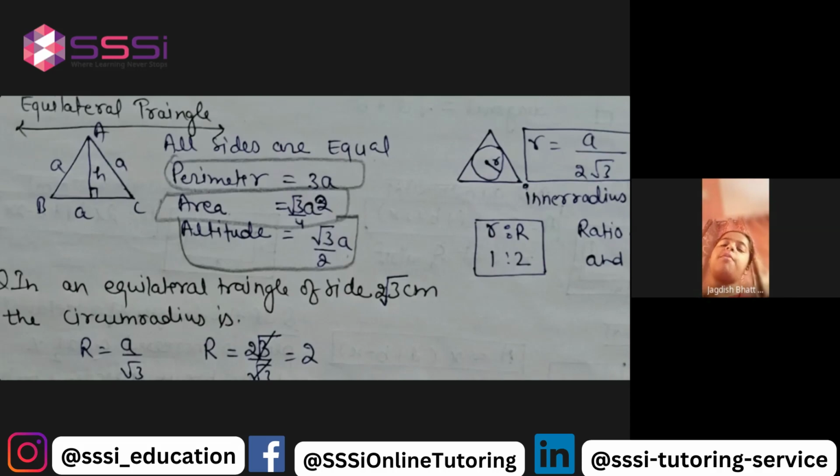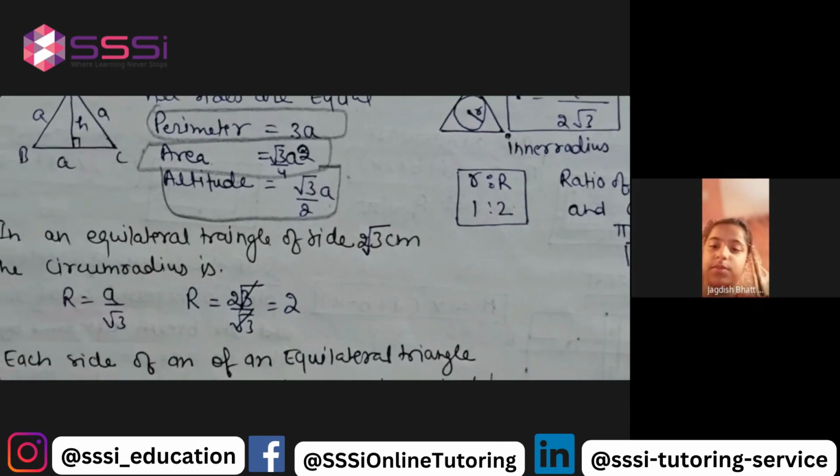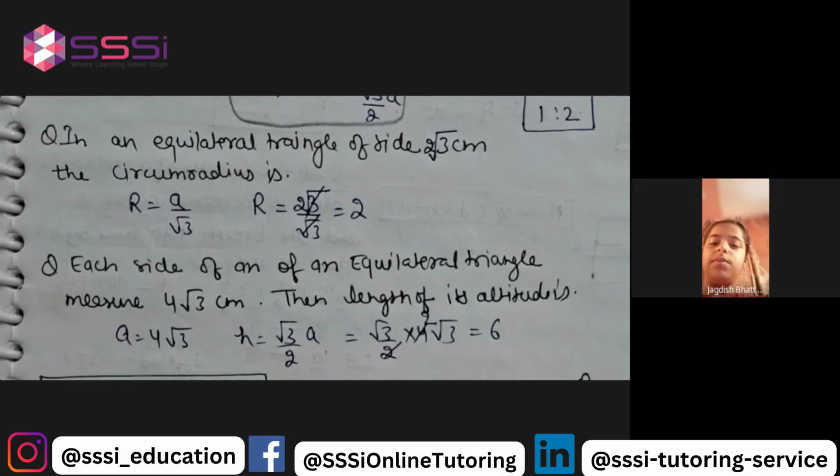Root 3 a square upon 4. Altitude, root 3 upon 2. This is our second method. In the question, you can see it there: in an equilateral triangle of side a, what is the circumradius?